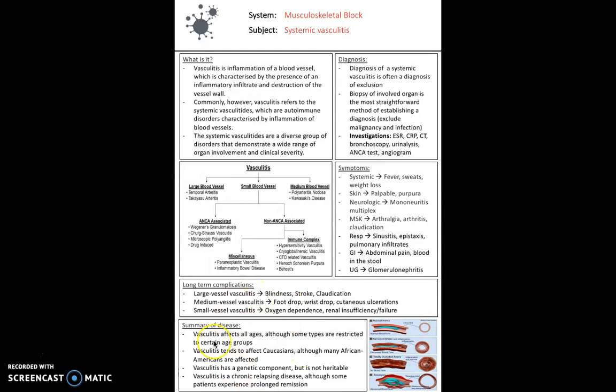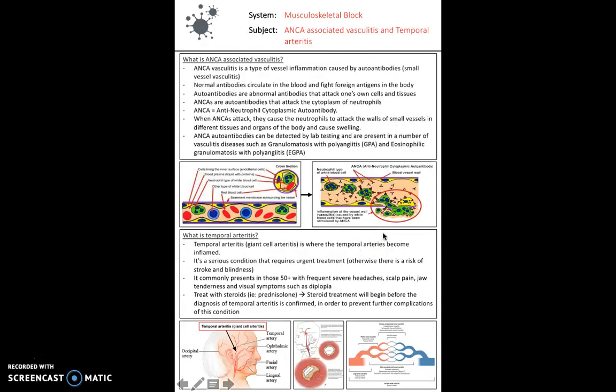To give an overview, vasculitis can affect all ages, although some types are restricted to certain age groups. Vasculitis tends to most commonly affect Caucasians, although many African Americans are affected, and pretty much anyone can be affected by the disease. Vasculitis does have a genetic component, but it's not inheritable, and it's a chronic relapsing disease, although some patients may experience prolonged remission.